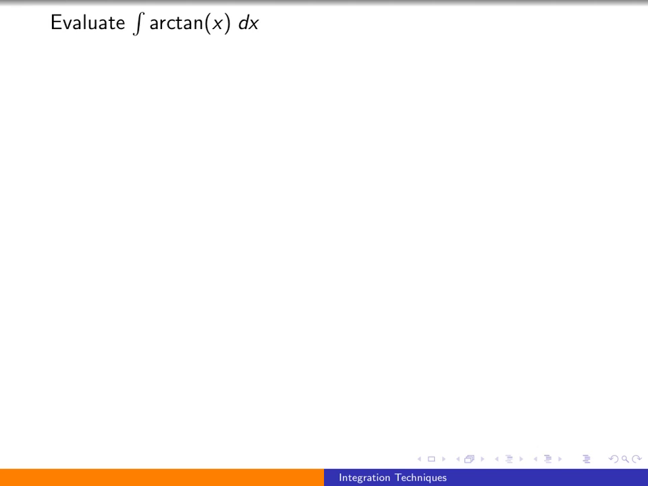In this example, we will integrate arctangent of x. Now, at first glance, this does not appear to be well suited for integration by parts. And the reason I say this is recall the integration by parts formula. The integral of u dv is equal to uv minus the integral of v du.